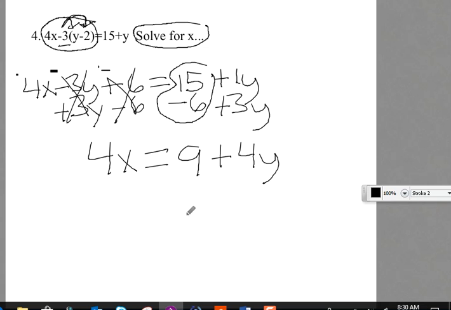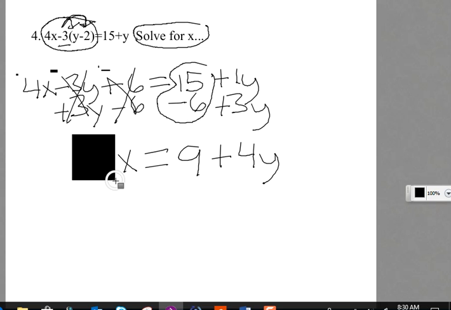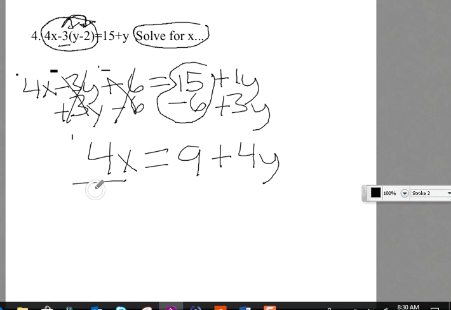Okay, we're almost done. We almost have the x all by itself. Our last step is to get rid of the multiplication of 4, right? In order for this x to be all alone, we have to get rid of the multiplication of 4. So we do that by dividing by 4. And we're going to have to do that on everything.